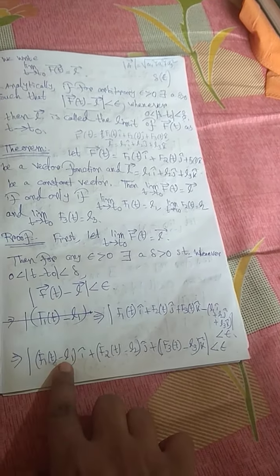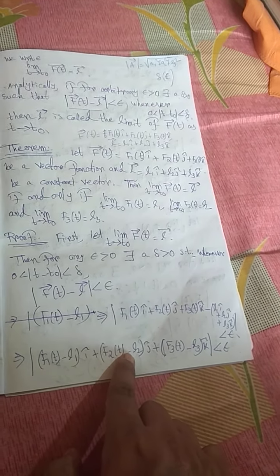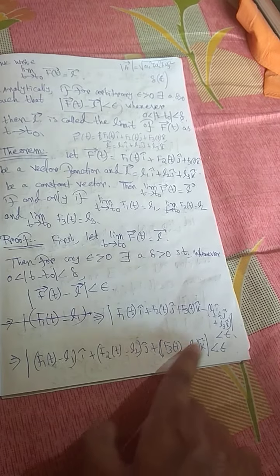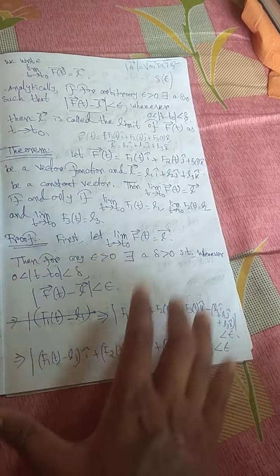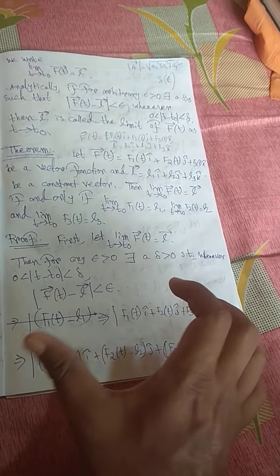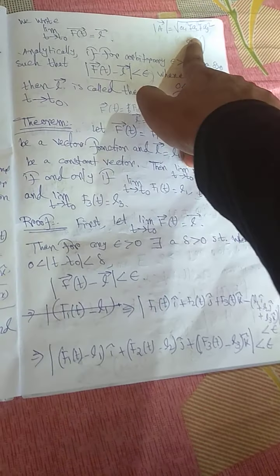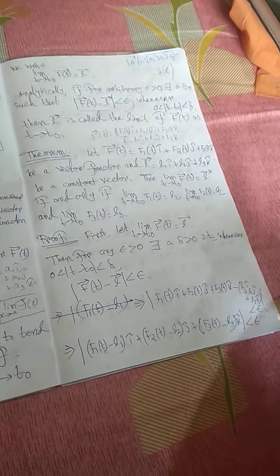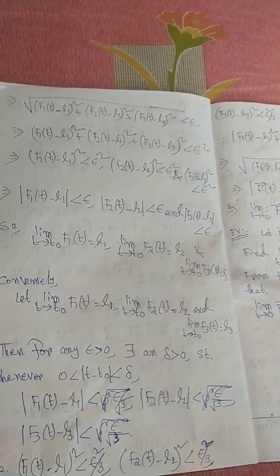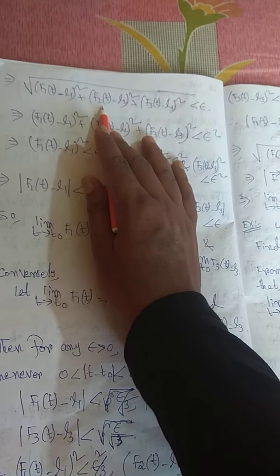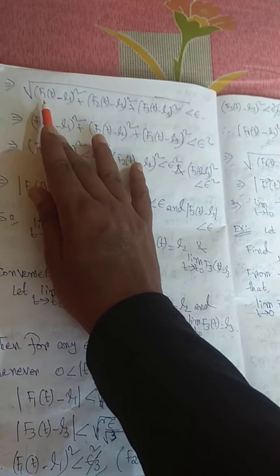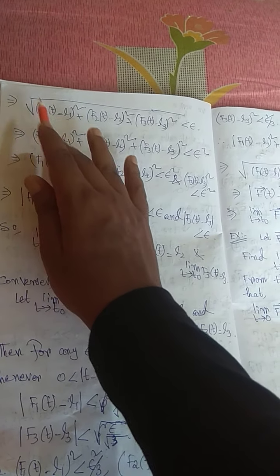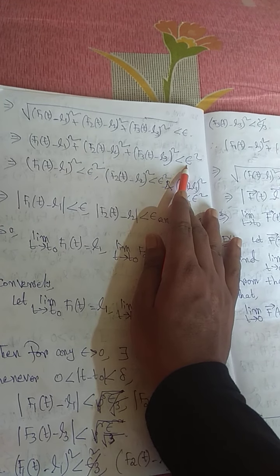Now let me separate the i cap portion. f1(t) minus L1 i cap, f2(t) minus L2 j cap, f3(t) minus L3 k cap, and its modulus is less than epsilon. Now as I told you, since it is a vector, the modulus of a vector means something like this. So in the next line we'll apply that. Modulus of a vector means root over this square plus this square plus this square, less than epsilon. Now if I want to remove this square root from the left hand side, it will become epsilon square.